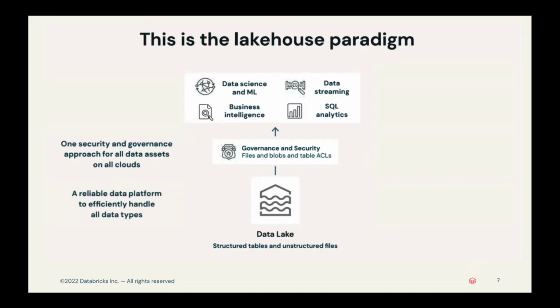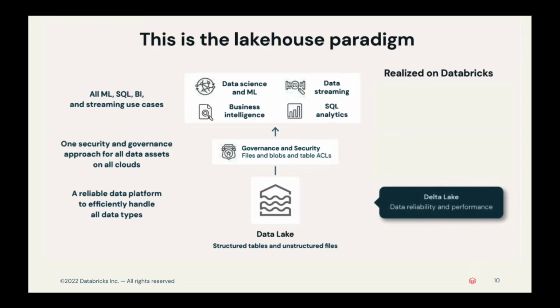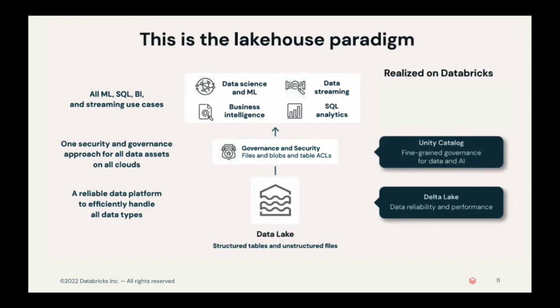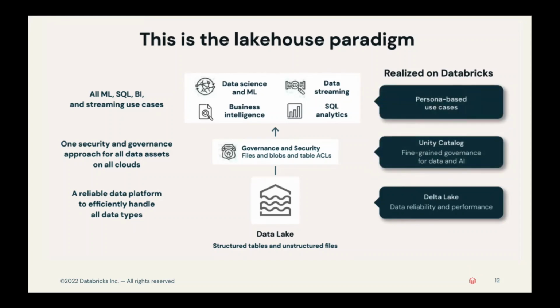Not only is it designed to manage all data types, but it is cloud agnostic, so data can be governed wherever it is stored. Because its purpose is to support all major data and AI workloads, teams can easily collaborate and access all the data they need to keep innovating and improving. All of these architectural features are realized on the Databricks Lakehouse platform, including the reliability and performance of Delta Lake as the data lake foundation, fine-grained governance for data and AI with Unity Catalog, and support for persona-based use cases for all data team members.